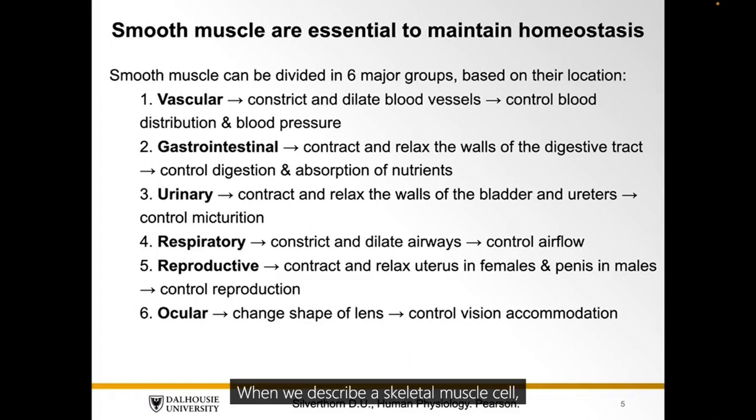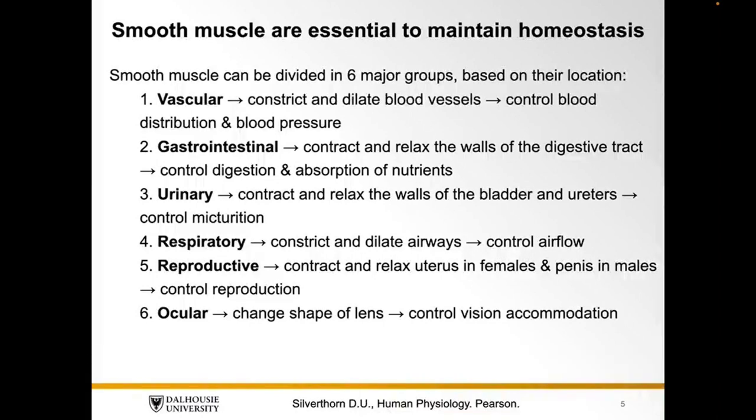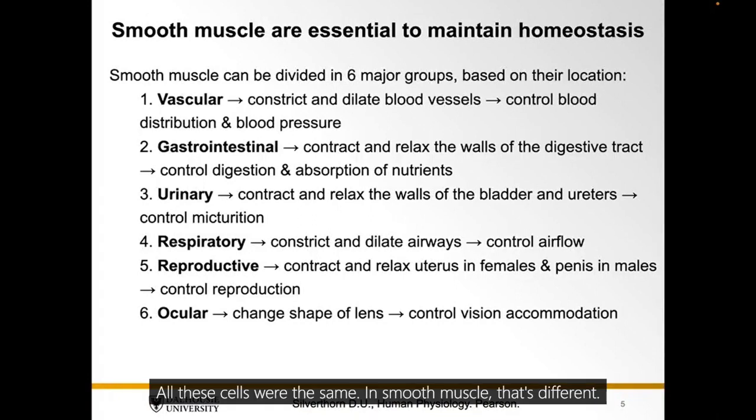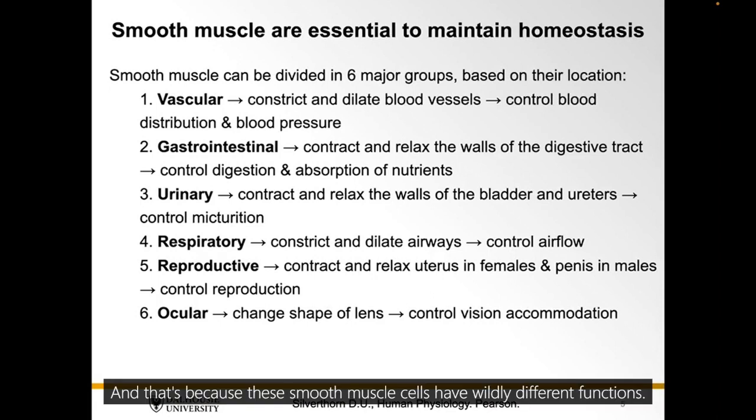When we describe a skeletal muscle cell, it didn't matter whether that cell came from the biceps or your quadriceps or a muscle in your big toe. All these cells were the same. In smooth muscle, that's different. And that's because these smooth muscle cells have widely different functions.